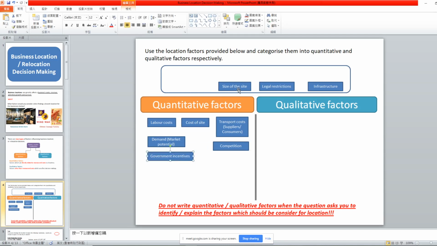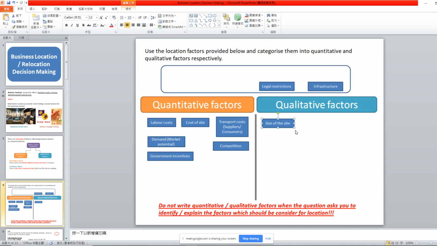So what about the size of the site? Are you going to put it on the right? That's good. But why should we consider this? If you are not thinking about it from the cost perspective, future expansion might happen. That's possible. Size of the operation, yes.